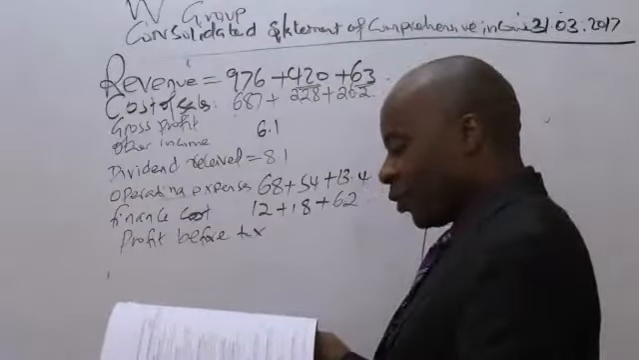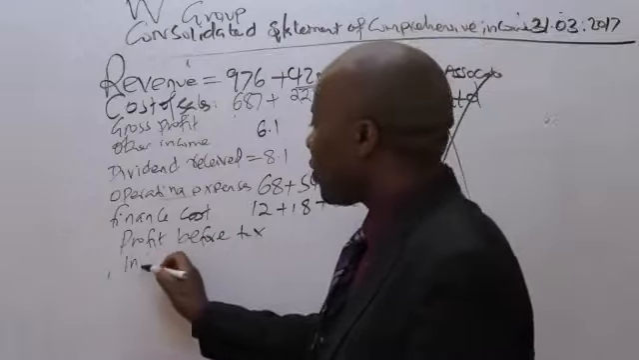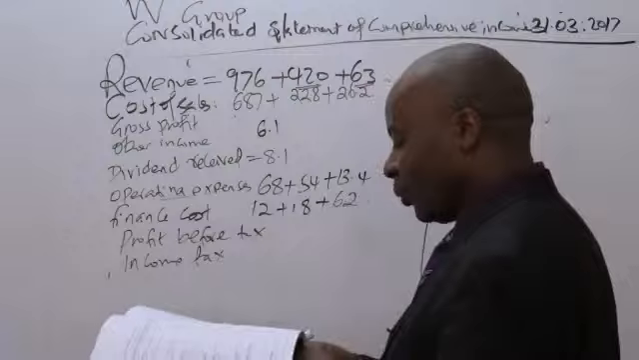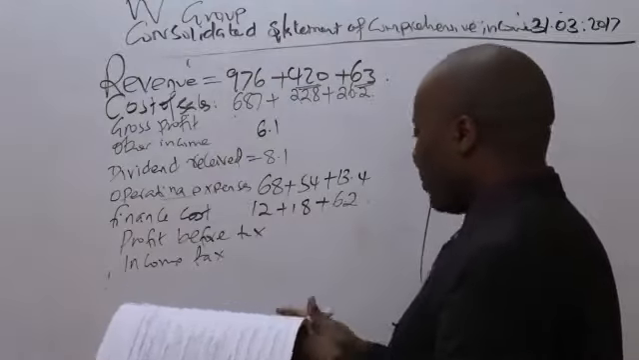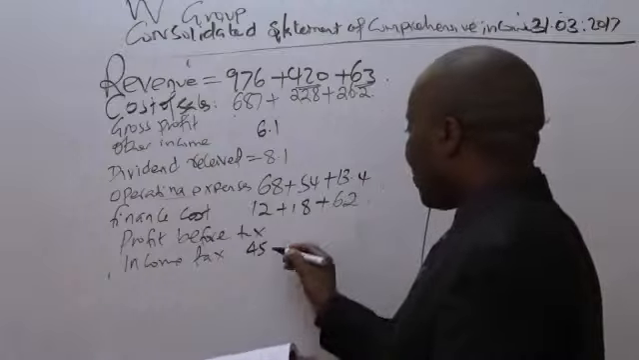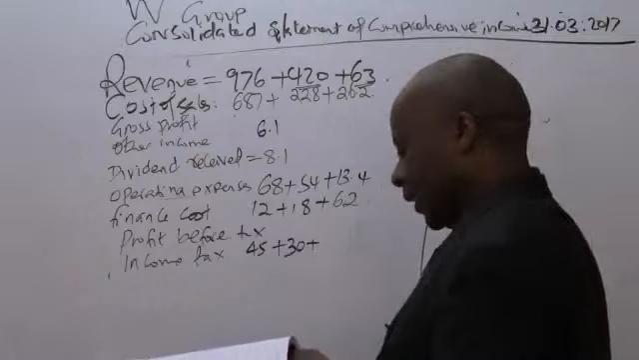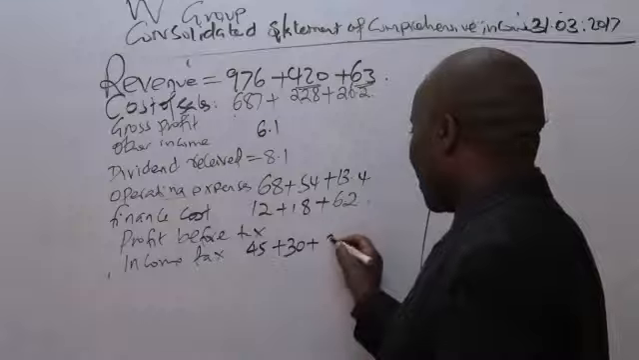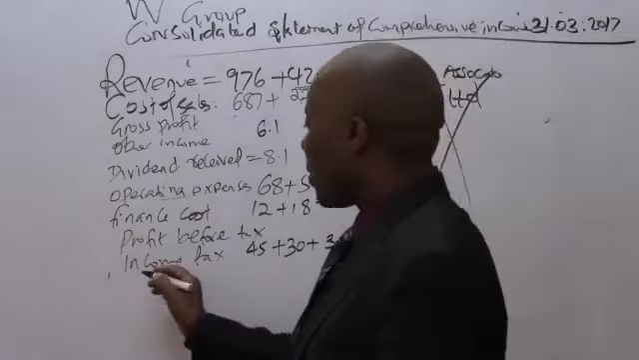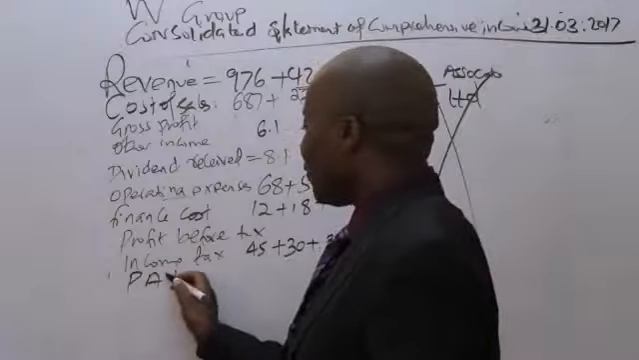After profit before tax, I have the income tax expense, income tax. So the income tax, I'm simply putting them together. I'm consolidating. Income tax is 45. I have plus 30, and then I have 3.2, right? And then of course I'll have what we call profit after tax.